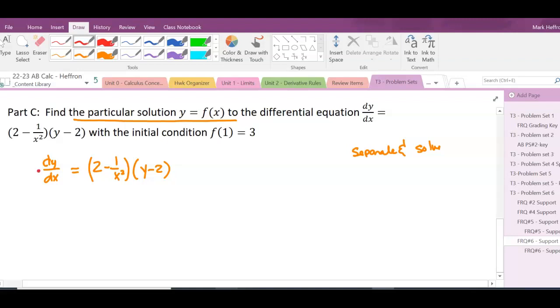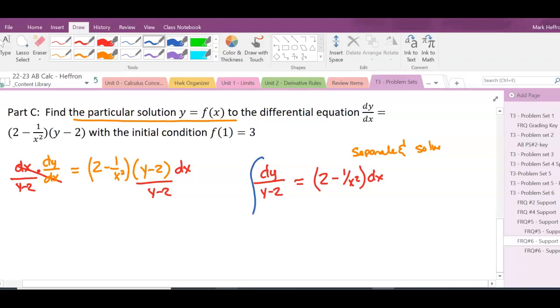I will multiply both sides by dx, and I'll divide the right side by y minus 2. And we'll end up with dy over y minus 2 equals 2 minus 1 over x squared dx. And always our next step is to integrate on both sides.